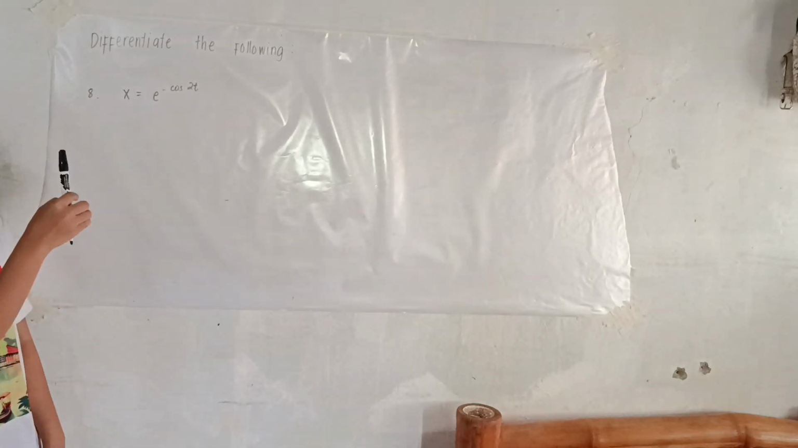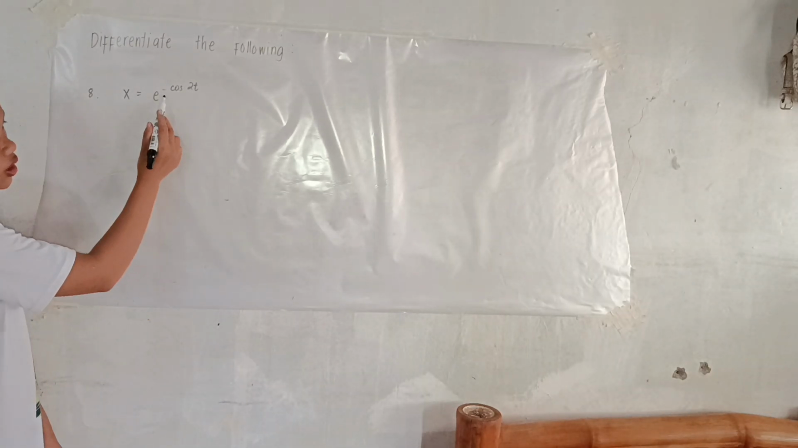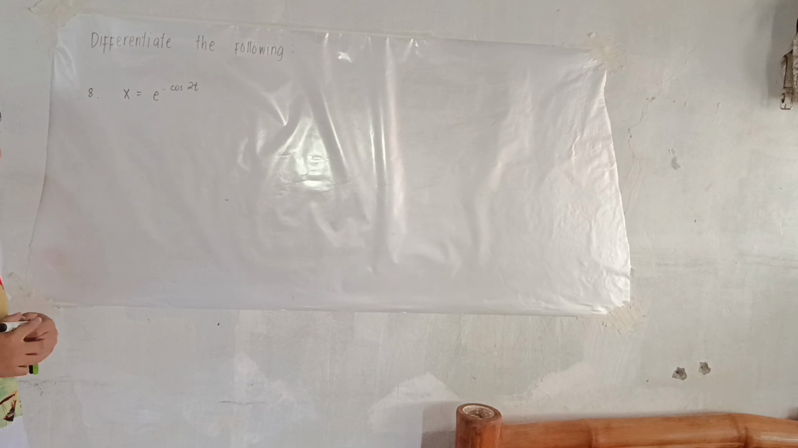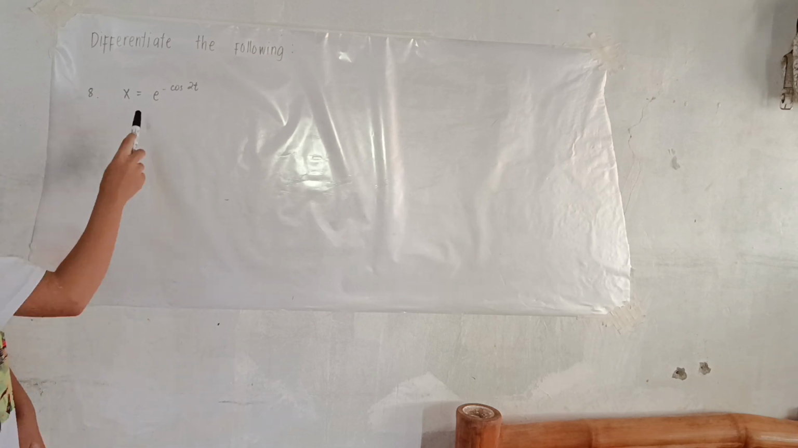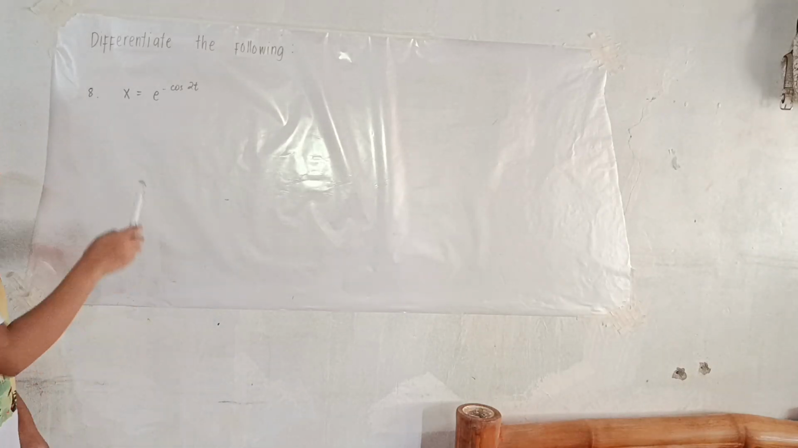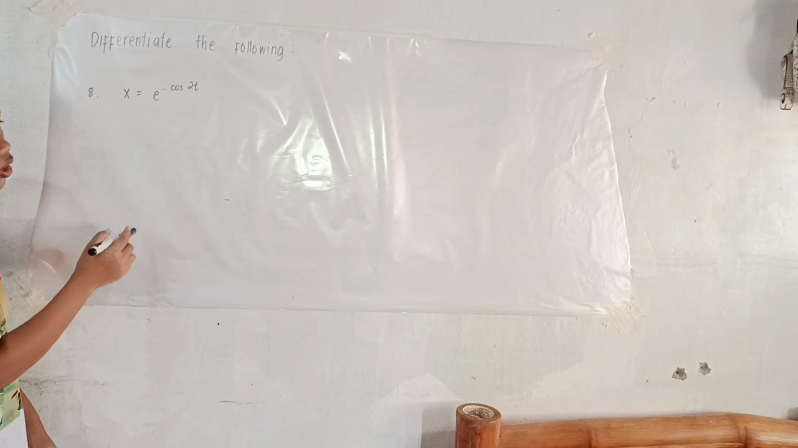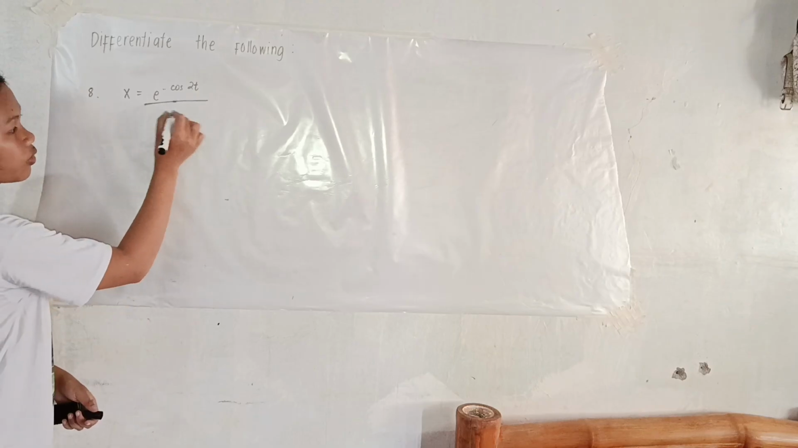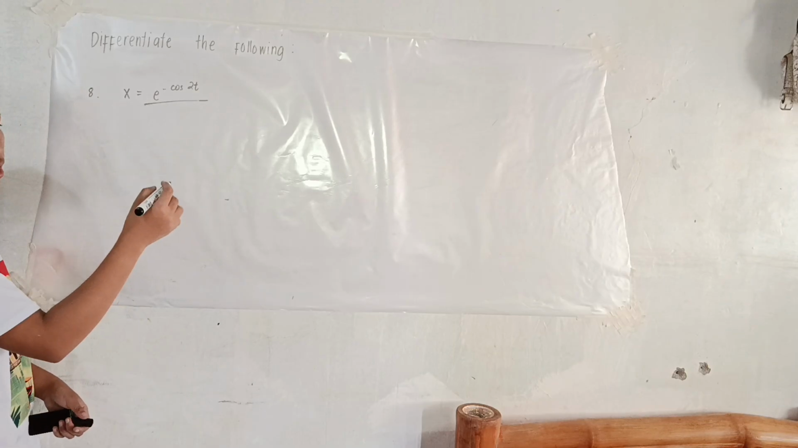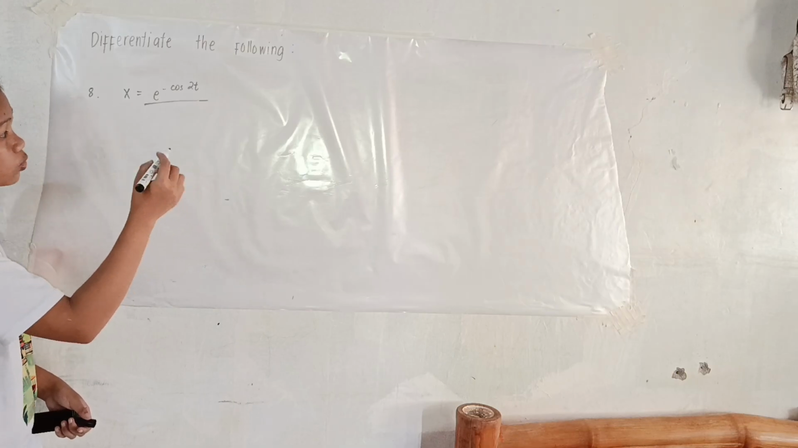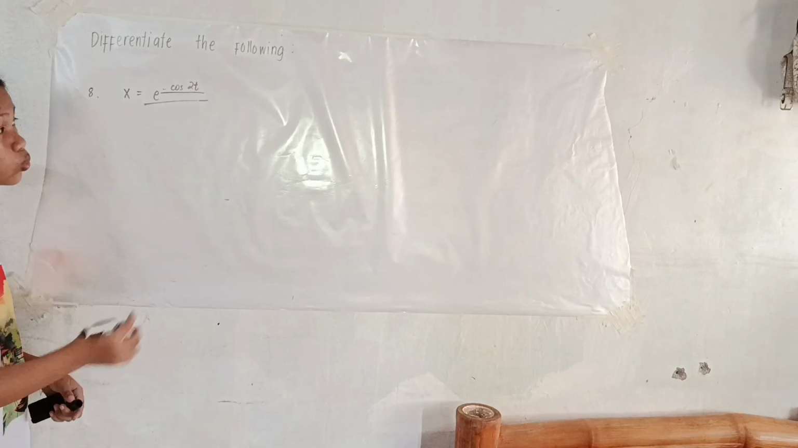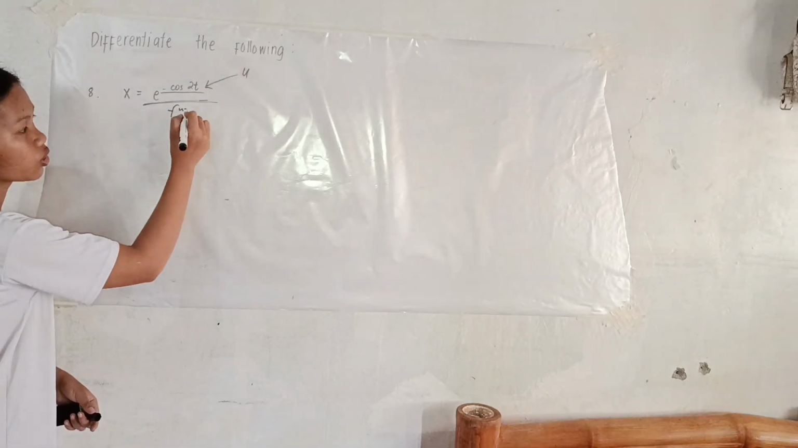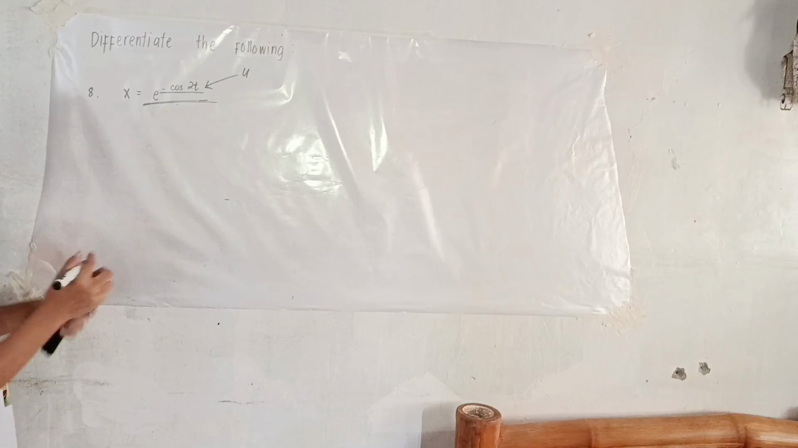So, in number 8, we have the function x is equal to e raised to negative cos 2t. To get its derivative, we use the rules of differentiation involving Euler's number. To get the derivative of this function, we only have to copy the function first, and then multiply it by the derivative of u in the function, where u is negative cos 2t. So first we copy the function.